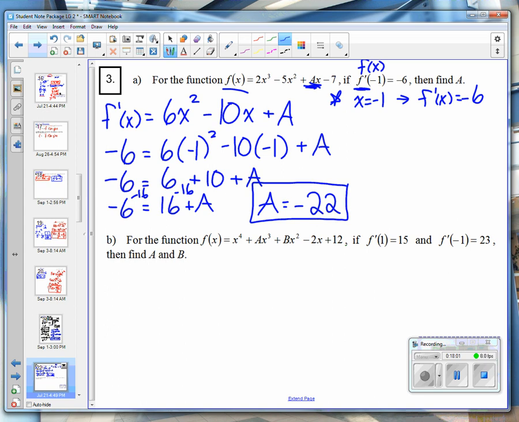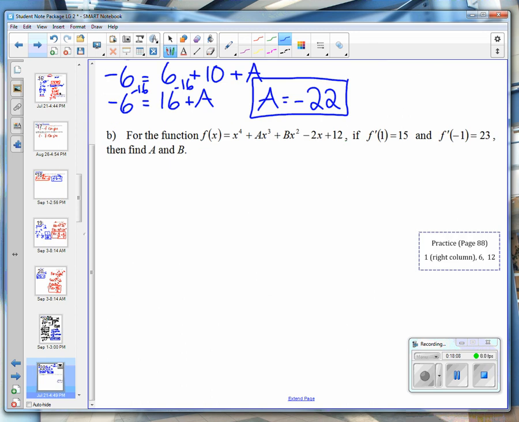Those are so fun. I love these. All right, and the last question, B here, we're doing the same thing, but this is a little bit more intense because we've got now two variables. So it's saying for the function f of x equals blah, blah, blah, and you can see we've got an a and a b in there this time.